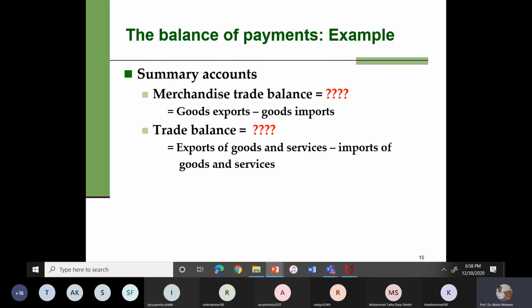Then we have trade balance. In the case of trade balance, we have export of goods and services. Now you can see that we have also included services. The merchandise trade balance will not include services, but the trade balance will include the trade in goods and services. That's why we have exports of goods and services minus imports of goods and services. So write down: trade balance equals export of goods and services minus imports of goods and services.